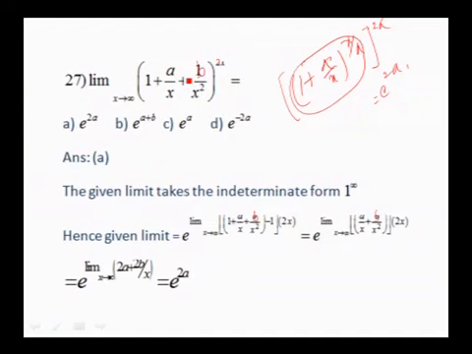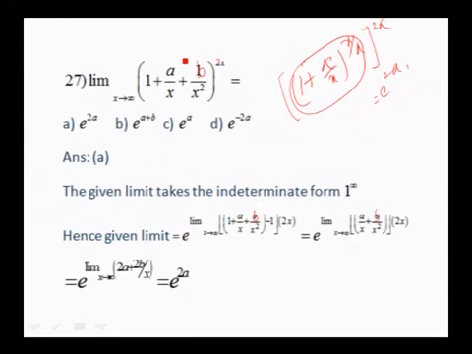That formula I told you: if limit of fx as x tends to infinity is 1 and limit of gx as x tends to infinity is infinity, then I can write this 1 to the power of infinity as e to the power of limit as x tends to infinity of fx into gx.